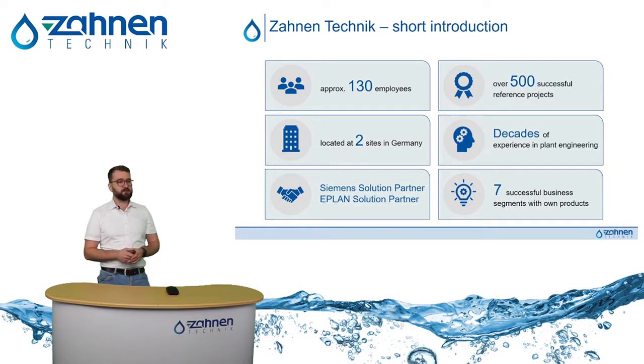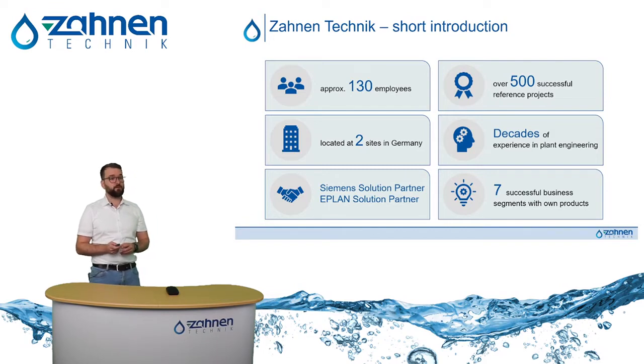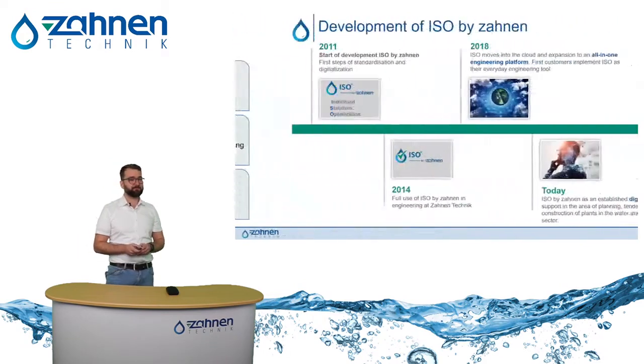We are located at 2 sites in Germany, and we can look back on decades of experience in plant engineering. We are Siemens solution partner and ePlant solution partner, and over the years, we built up 7 successful business segments with our own products that we offer our customers in the water and wastewater industry. One of these business segments is Eso by Zahnen, which we will get to know today a little bit better.